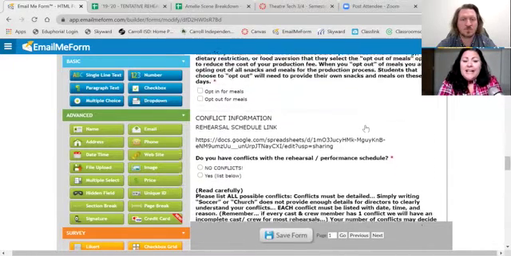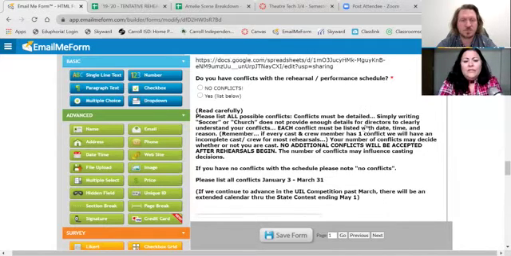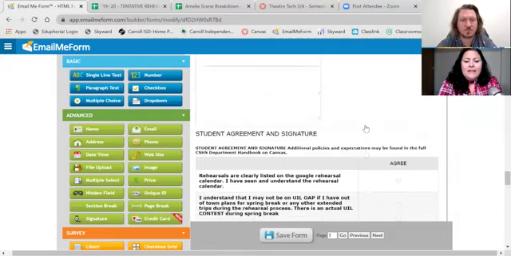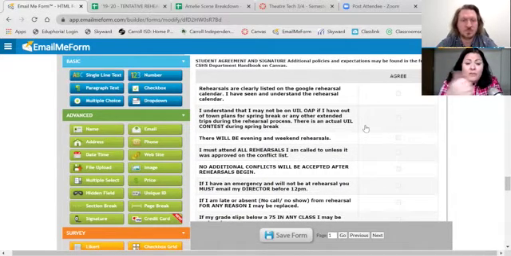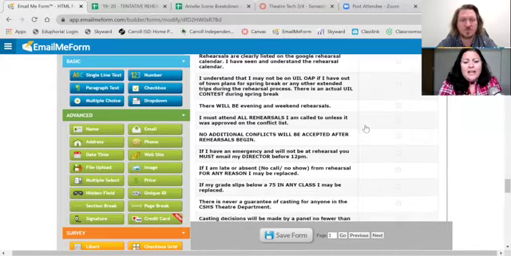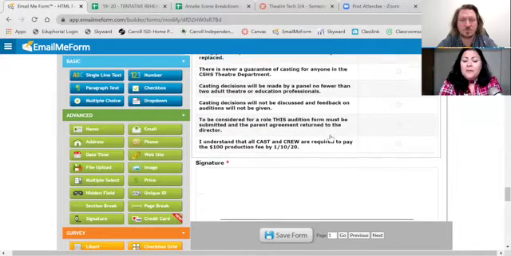Dietary restrictions, conflict information. And I have this big old long section about what is a conflict and that I need to know the times and I need to know all of our basic rules that we have for conflicts. And then I have a student agreement form. This is where I put, I know there'll be evenings and weekends. I know that I must attend the rehearsals. I know I must call by 12 if I'm sick and can't come to rehearsal. All of these things that we do in our department.